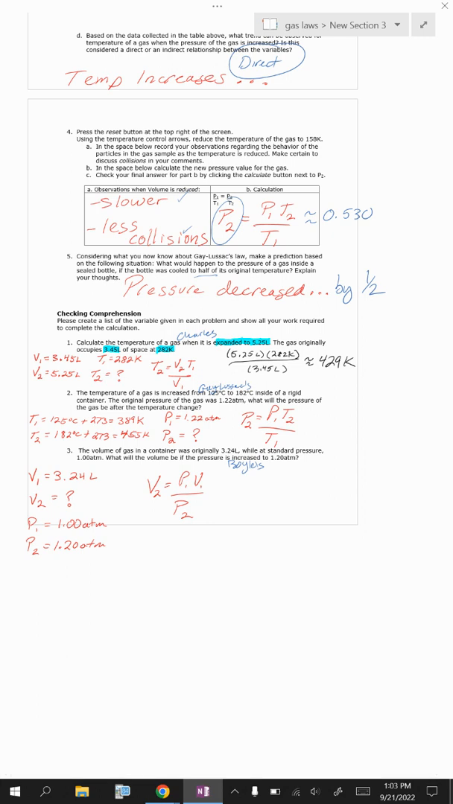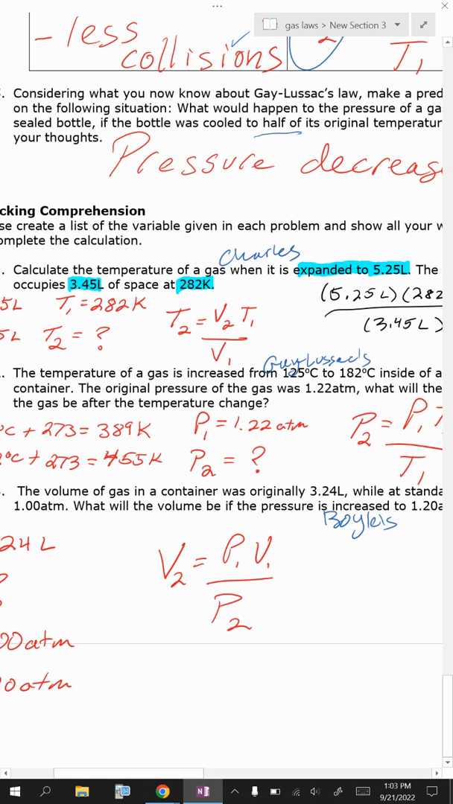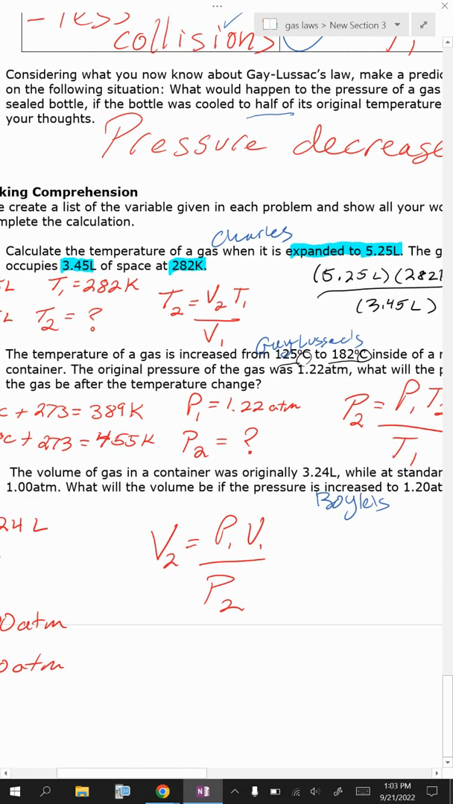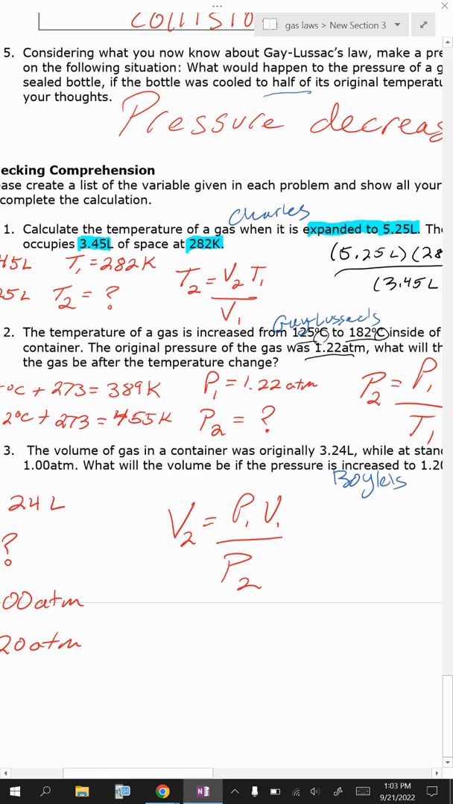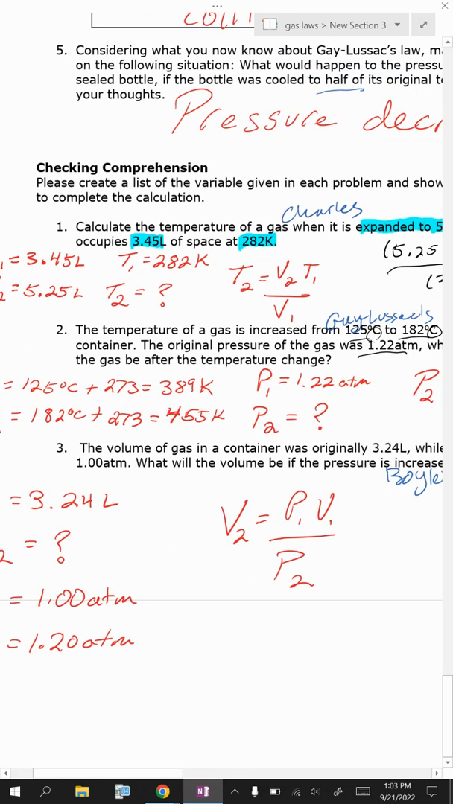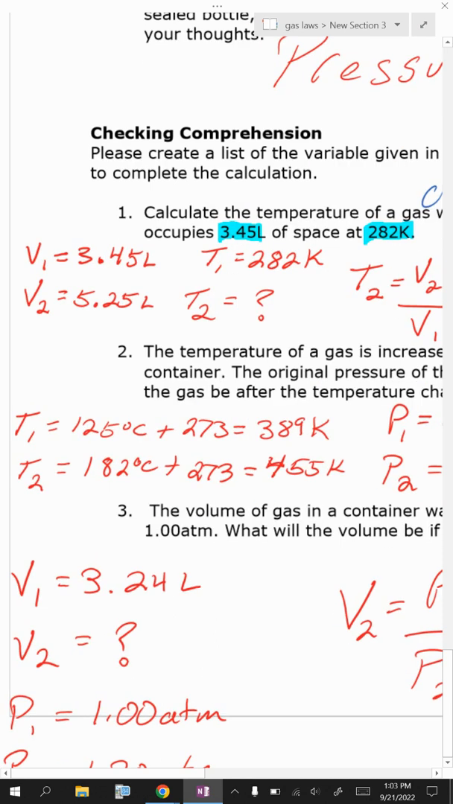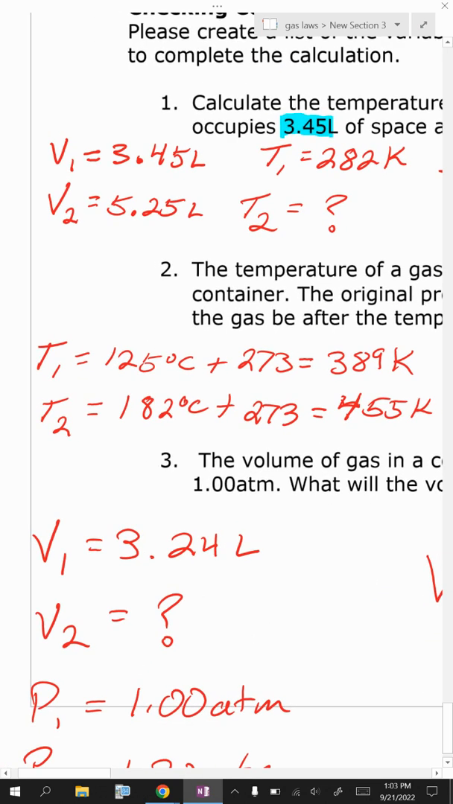Okay, in the second one, a temperature is increased from 125 to 182. Note these are in Celsius. So I already know I'm going to have to convert. Inside a rigid container, so the volume isn't going to change, but the pressure originally was 1.22 atm. What will the pressure be after the temperature change? So 125 Celsius plus 273 gives me an initial temperature of 398 Kelvin. Temperature 2, 182 Celsius plus 273, gives me 455 Kelvin.